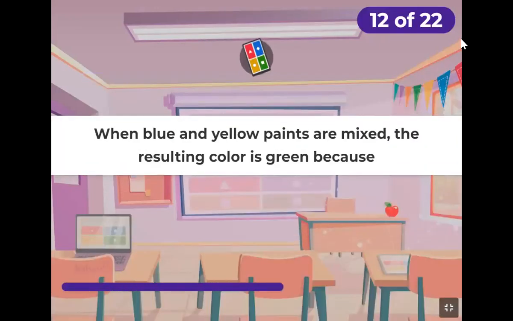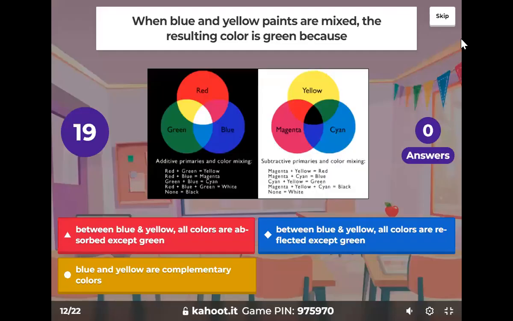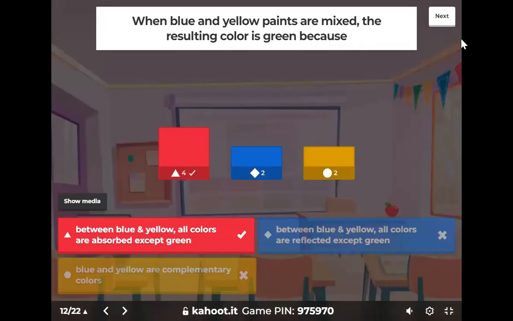When blue and yellow paints are mixed, the resulting color is green because. Yeah, there you go. Between blue and yellow, all colors are absorbed except green. So we're talking about color subtraction with paints, pigments. If you just have blue paint, it'll reflect a certain range of wavelengths that includes blue, and also includes green. Your eye just picks up the blue overall.